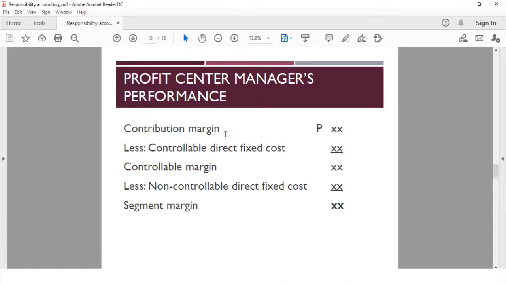Diba? How do you get your contribution margin? It is your sales less your variable cost. So, dili na siya na-reflect sa imuhang contribution margin. So, wala na nato gihatagan og emphasis diri. Ang gihatagan nato og emphasis is kanang difference between your controllable margin and your segment margin. So, let's have an example.